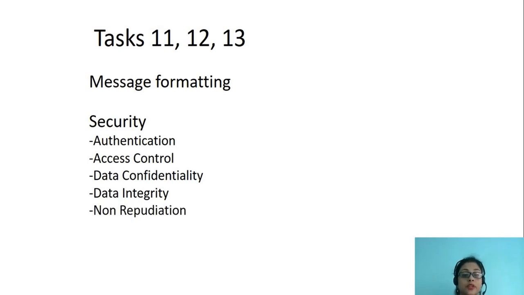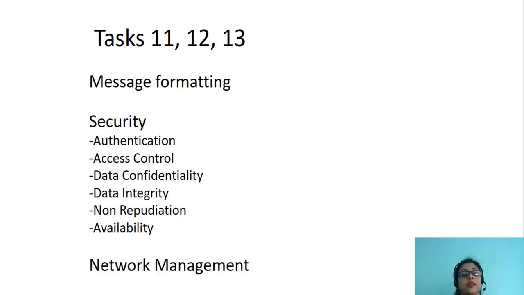After that, non-repudiation means once the data is sent from the sending computer to the receiving computer, the sender cannot deny that it has not sent it, and the receiver cannot deny that it has not received it, because the data lies in the server. After that, availability. The data should pass through the transmission medium and the transmission medium should be available. So these are the various security measures that can be taken, and this is task number 12. After that, we go for network management, which is task number 13.